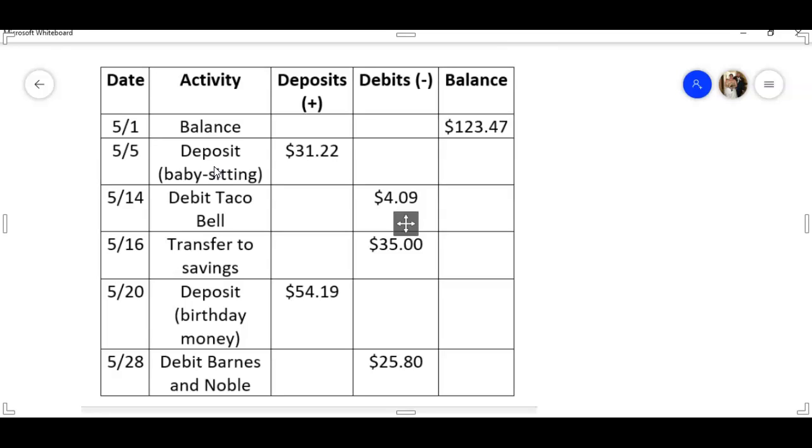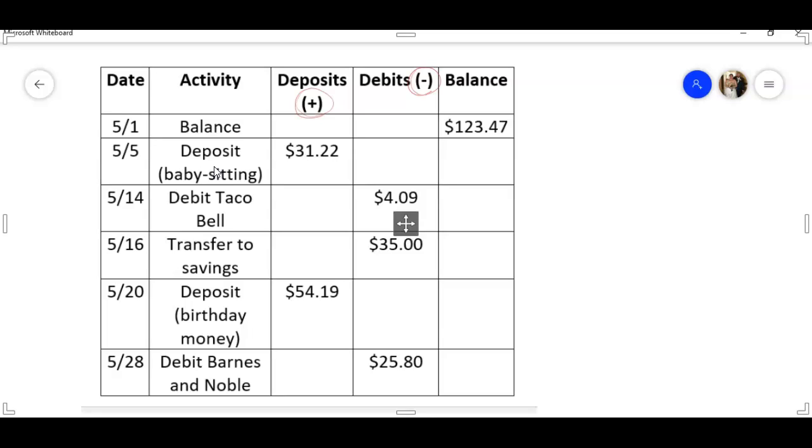Okay, so here is a chart that is essentially just like the last one that I walked you through. We see the dates, the activities that are happening, and whether it's a deposit or a debit. Remember, deposits are adding, debits are subtracting, and we see the beginning balance. What we need to do is find all of these missing pieces. Remember, we don't want to do that all at one time. We do just one step at a time, okay?